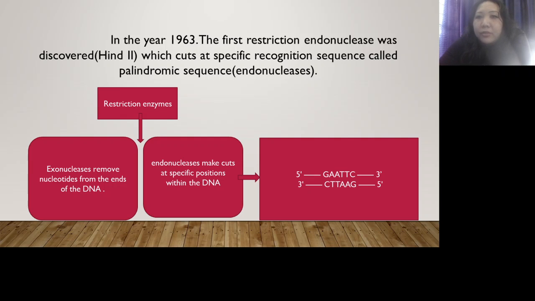An example of a palindromic sequence is GAATTC, and in the next strand it is also given, read from 5' to 3', as GAATTC.